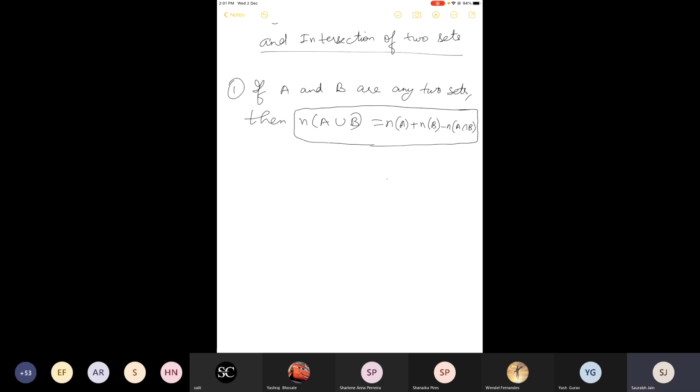We can verify this result. Let us draw a Venn diagram. This is the universal set. Let us take two sets A and B. Now, since here we are verifying.